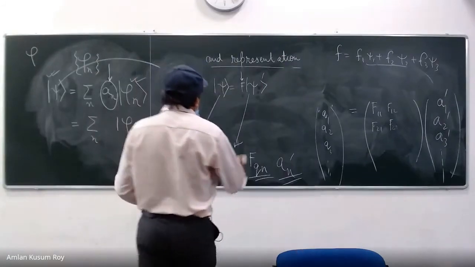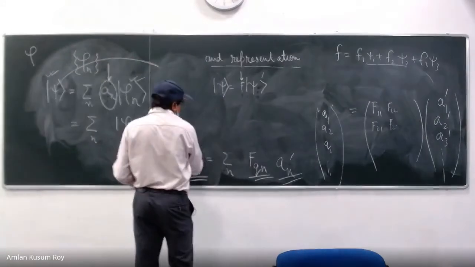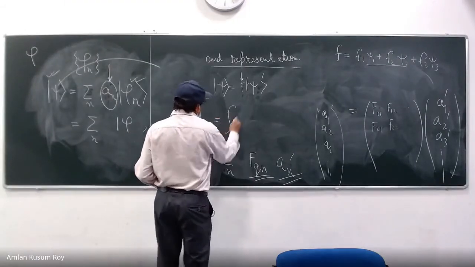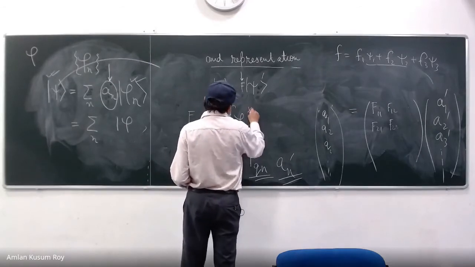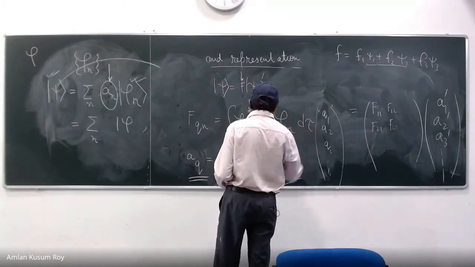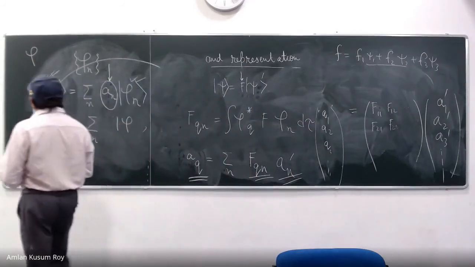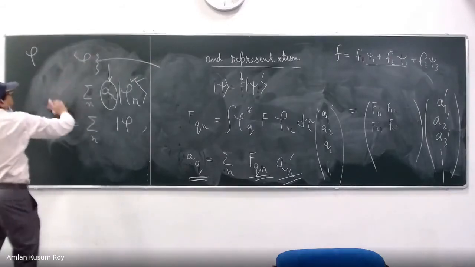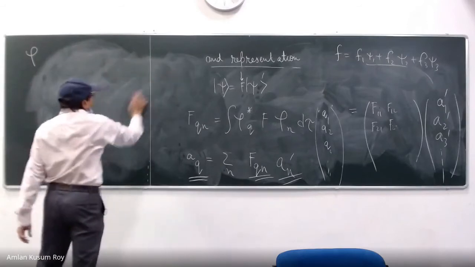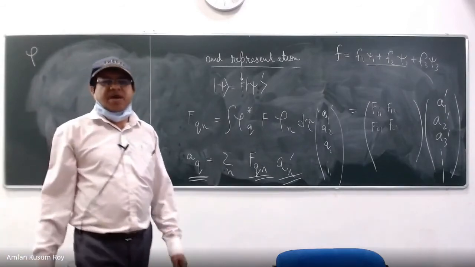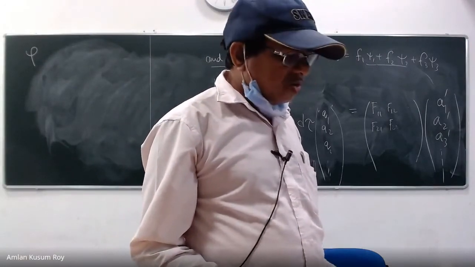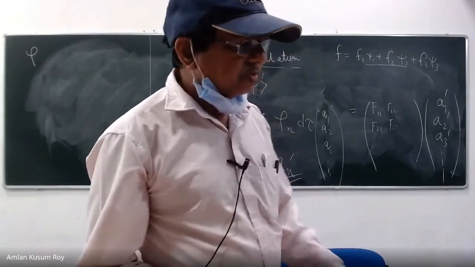Just to make sure you have no confusion, FQN is in general the integral of psi Q star F psi N d tau. So I have defined a representation A, I have defined a representation X. Now tell me what will happen to, I think we can skip a little bit. We can go to the interesting stuff, the last part.